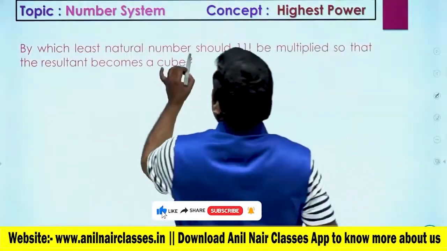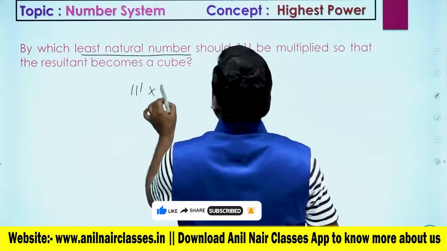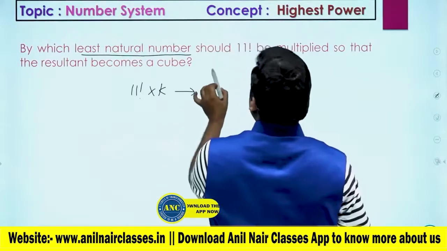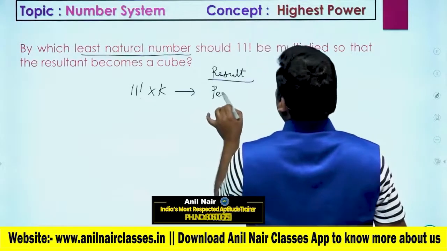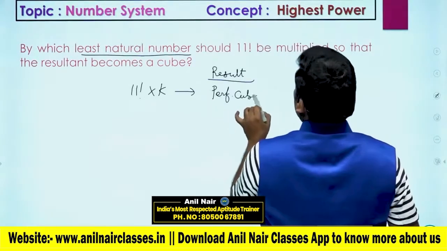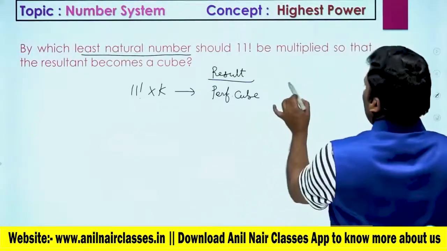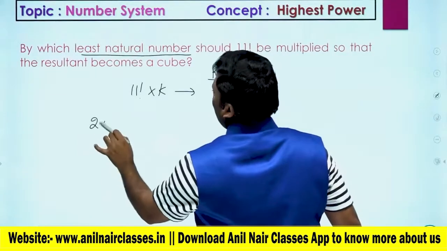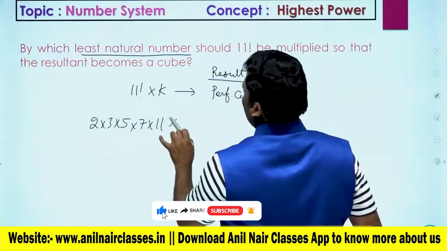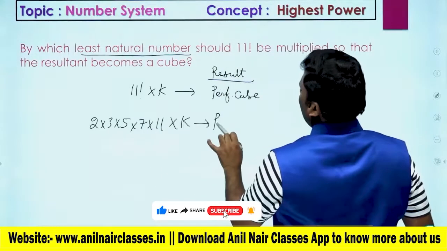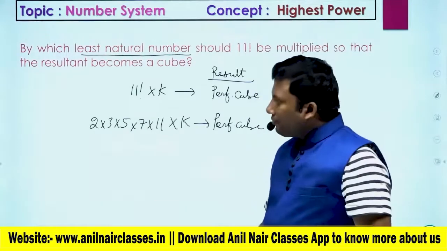Again the question is, by which least natural number should 11 factorial be multiplied so that the result becomes a perfect cube. 11 factorial into k. 11 factorial can be written as a power of 2, power of 3, power of 5, power of 7 and power of 11. Into k, it should be giving you a perfect cube.